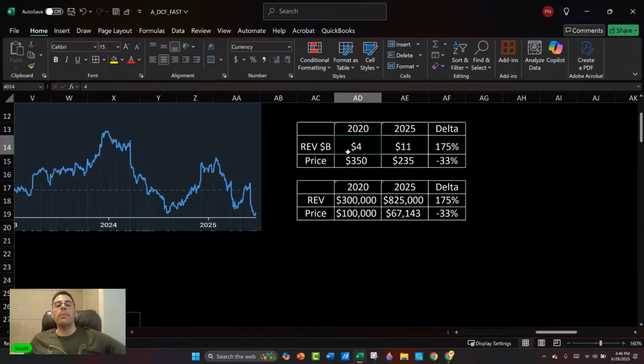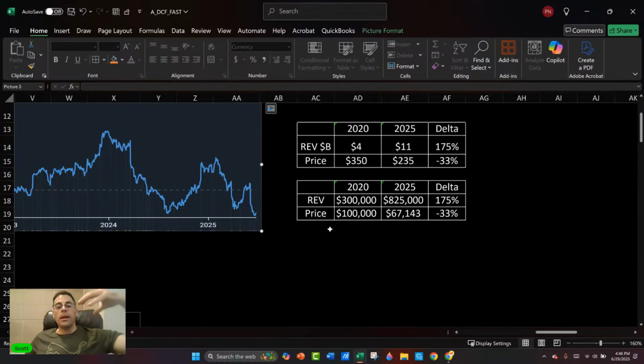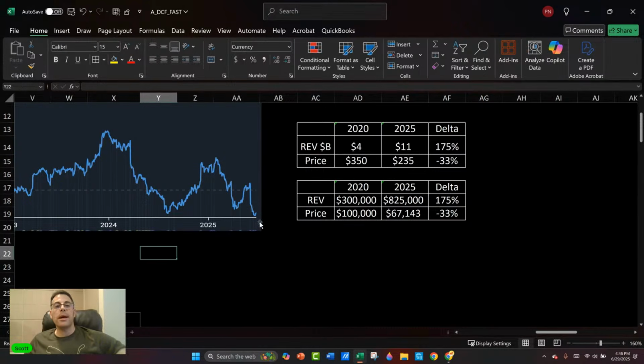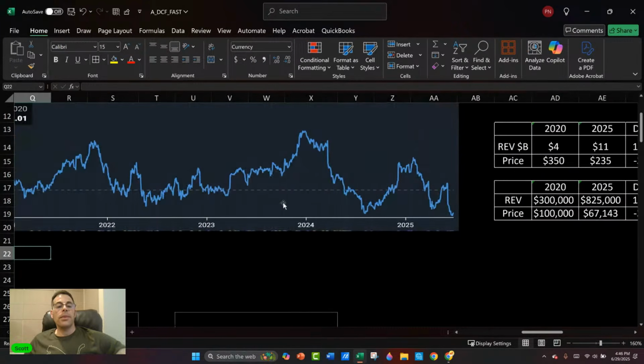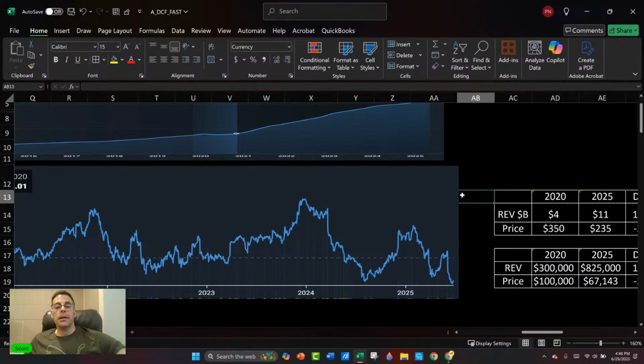A company generating $4 billion of revenue is trading at 350. Fast forward 5 years, their revenue is 11 billion. Now they're trading at 235. So, can you tell me why? Maybe not the exact reason this company's valuation went down so much, but in general terms, why would this happen? I can think of two main reasons. There's pretty much two answers.